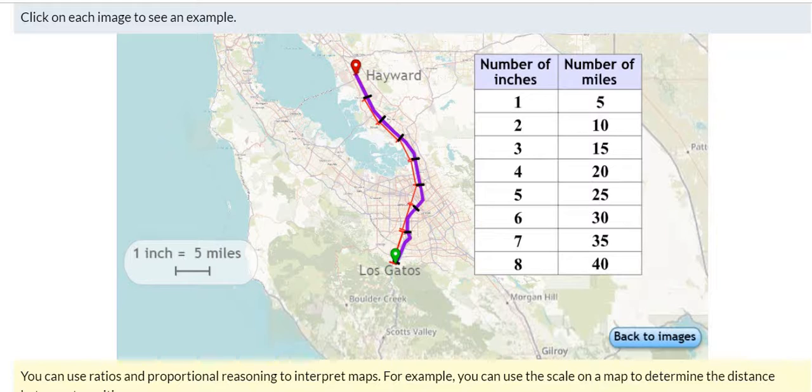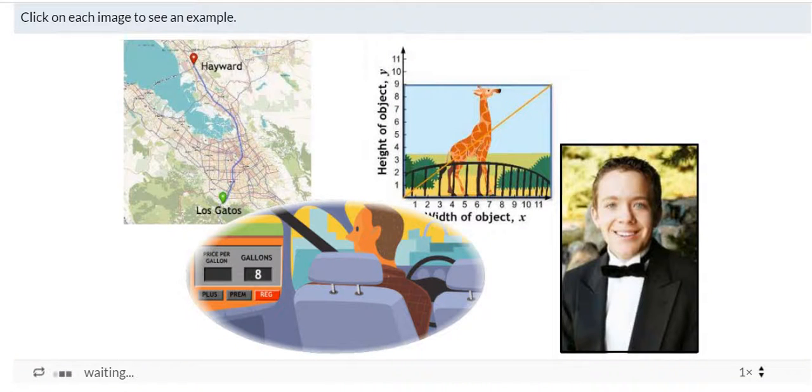So this trip ended up being how many miles? 40 miles, but was it 40 inches? No. How many inches was it? 8. Okay, so we used scale ratios with maps.